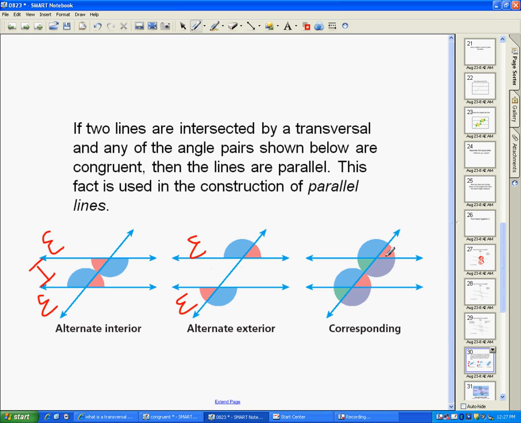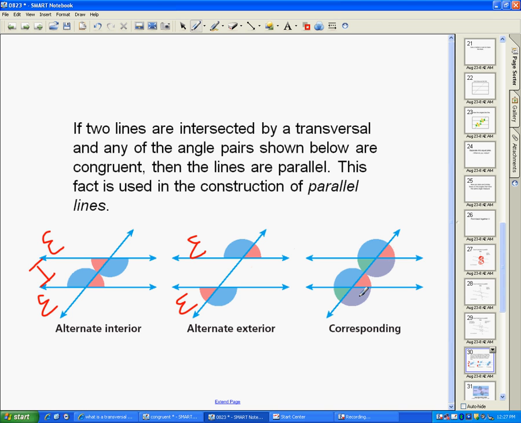Corresponding angles simply have the same angle measure. Oh, and I should say too that with alternate exterior, they have the same angle measures. And same thing with alternate interior, they have the same angle measures. Corresponding angles have the same angle measure, and if you could imagine just sliding this pink piece down to this pink piece, they have the same angle measure.